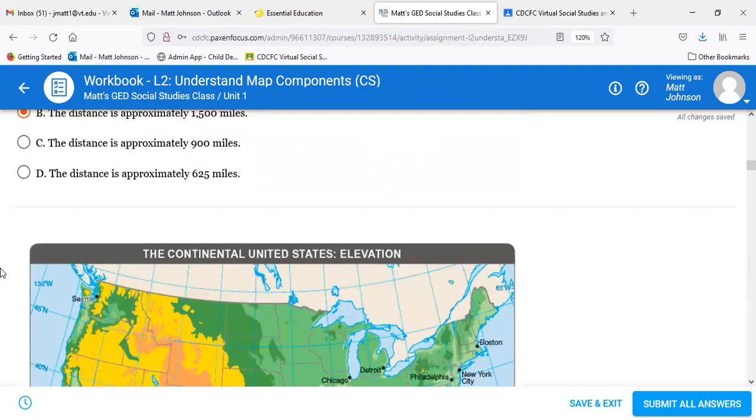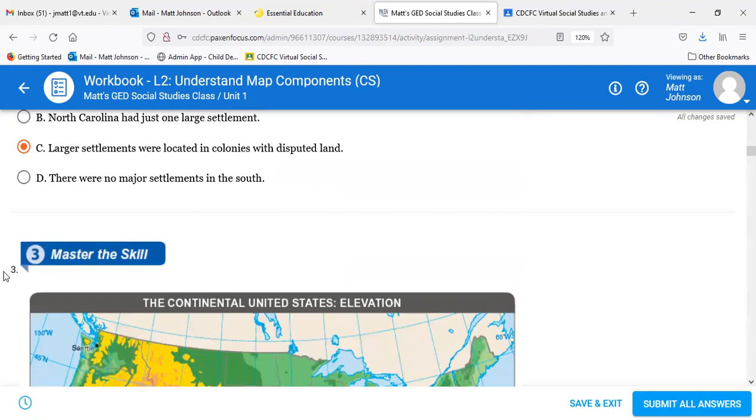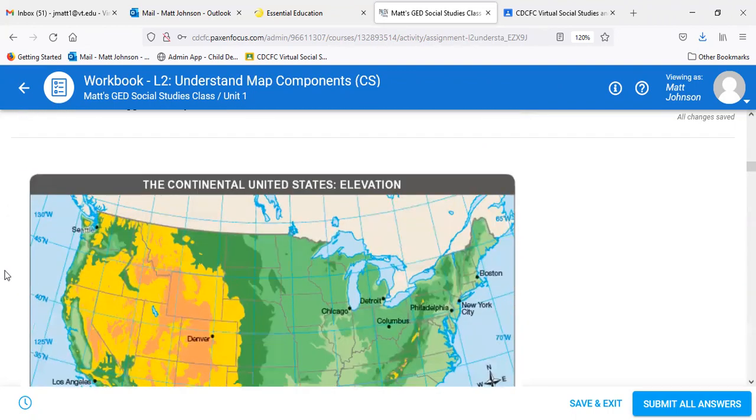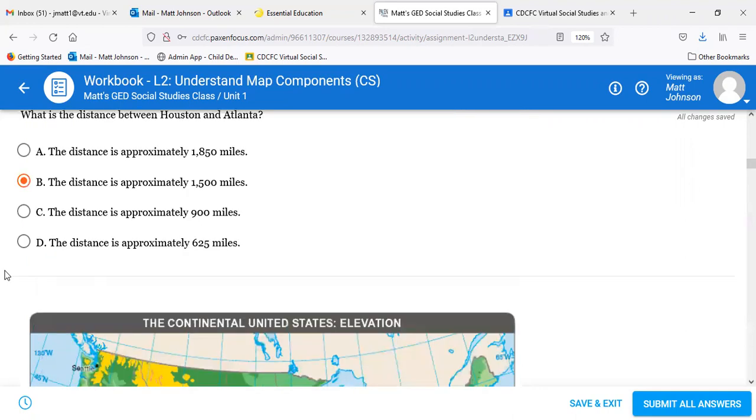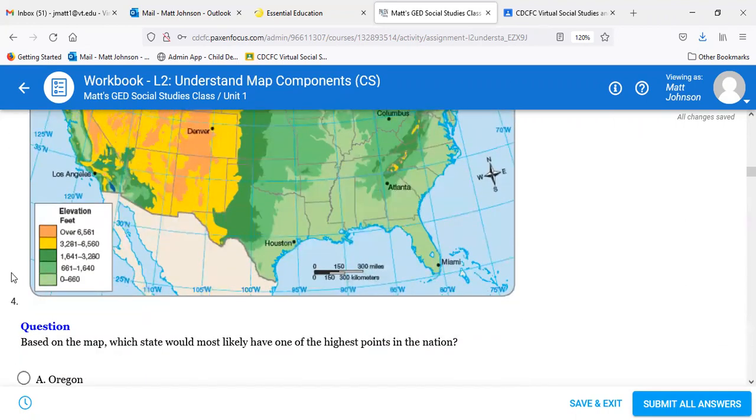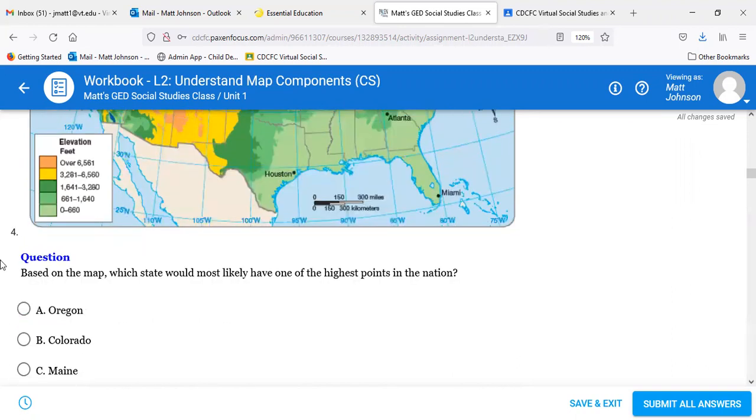Okay. And let me see here. Number 4. So once again, based on the map, which state would most likely have one of the highest points in the nation? That one might be a little easier. We don't have to worry about measuring.